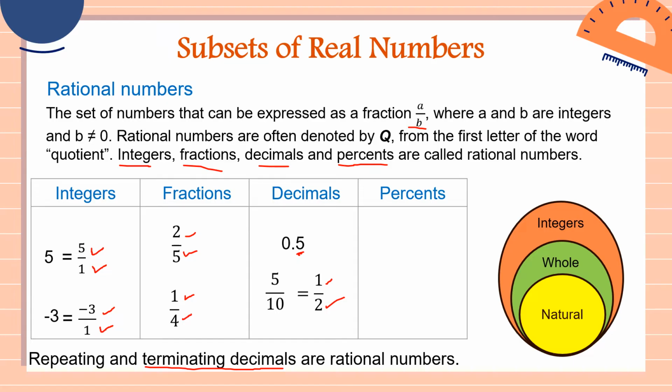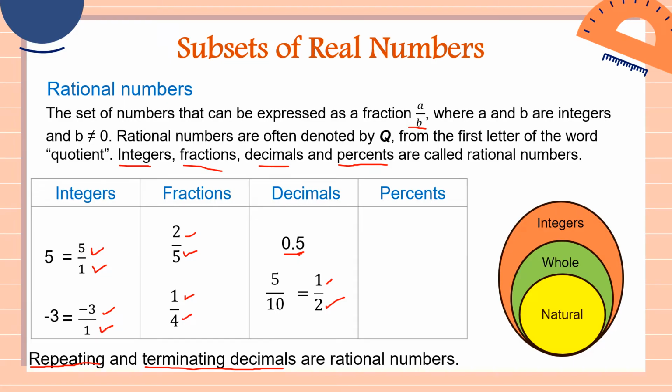Example, 0.5. We call this one a terminating decimal because it has an end. Another example, 0.2, 0.25, 0.75. We call those terminating decimals because they have an end. Now, repeating decimals. What are those repeating decimals, class? That's correct. Repeating decimals would be repeating.